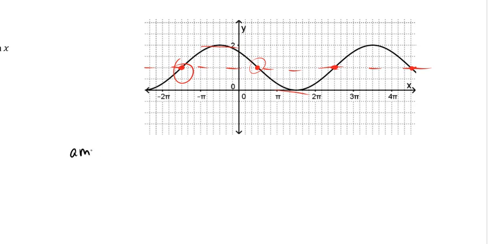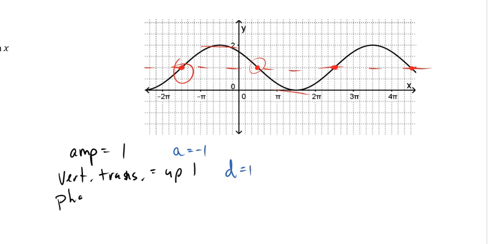Okay, so the amplitude, it goes from 2 to 0, max and min. So the amplitude is 1. And remember, it has a reflection. So the A value will be -1. The vertical translation is up 1. So the D value is 1.